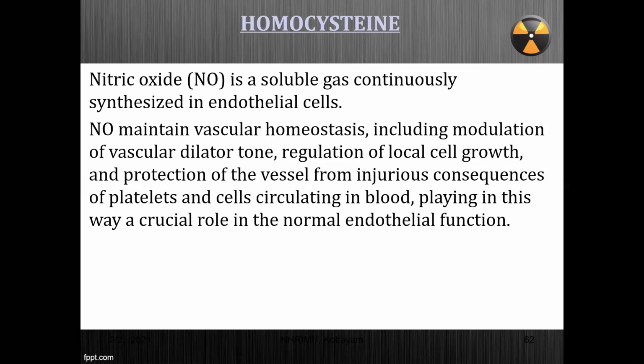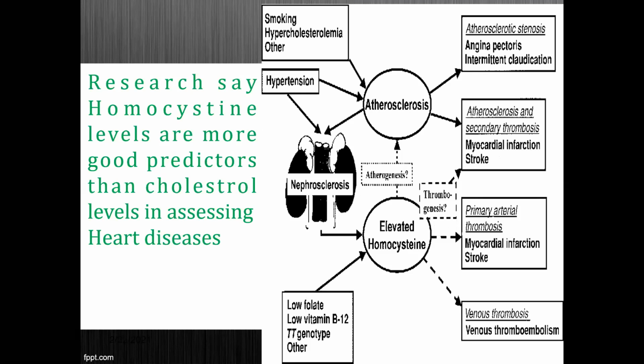Research says that homocysteine levels are better predictors than cholesterol levels in assessing heart disease. So for elevated homocysteine, what can you advise for people with hyperhomocysteinemia? You can say to take a good amount of B complex, because B complex vitamins enhance homocysteine metabolism. See here on the right side you can see venous thrombosis or venous thromboembolism, primary arterial thrombosis, and myocardial infarction, and also stroke.